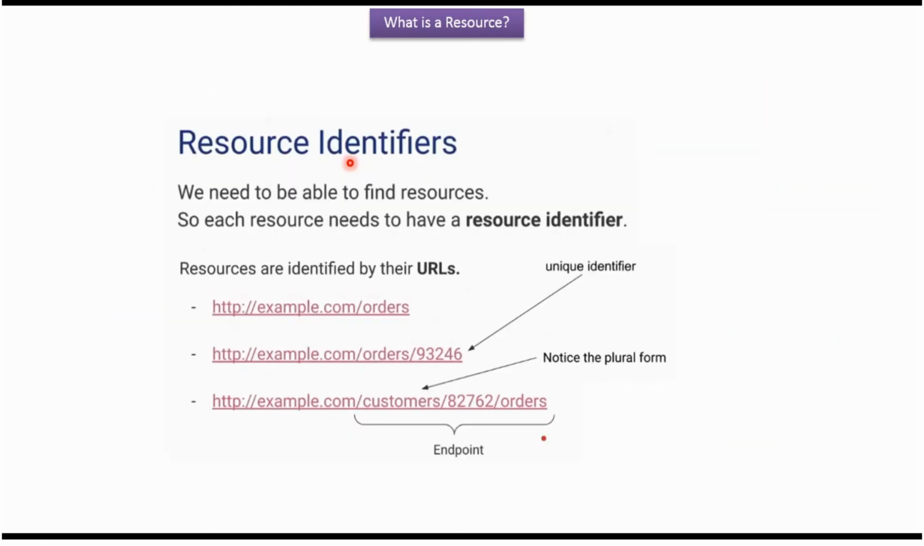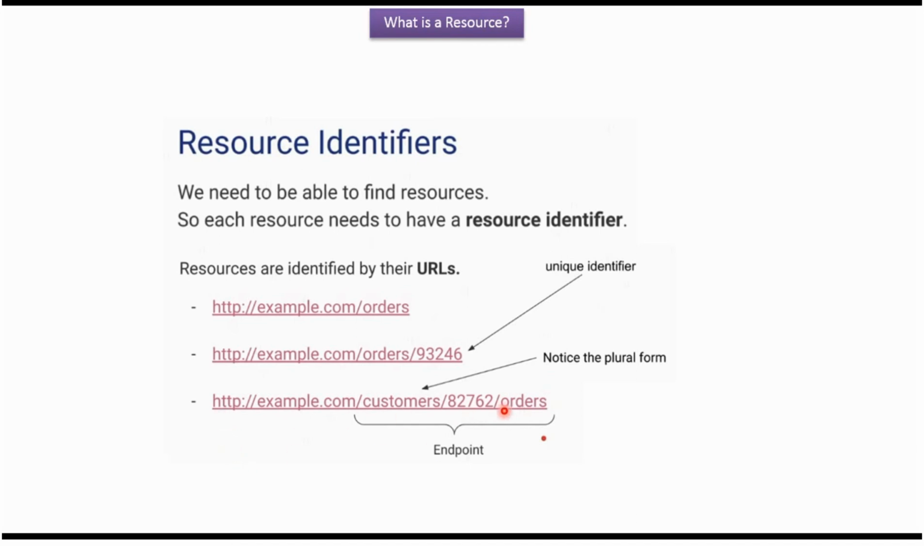Using resource identifiers, we are able to find the resources. Resources are identified by their URLs. Here you can see the example. When you send a request to this API endpoint, we will get a list of orders for all the customers. When you send a request to this API endpoint, we will get one order detail whose order ID is 93246. And when you send a request to this API endpoint, we will get a list of orders which belong to the customer ID 82762.